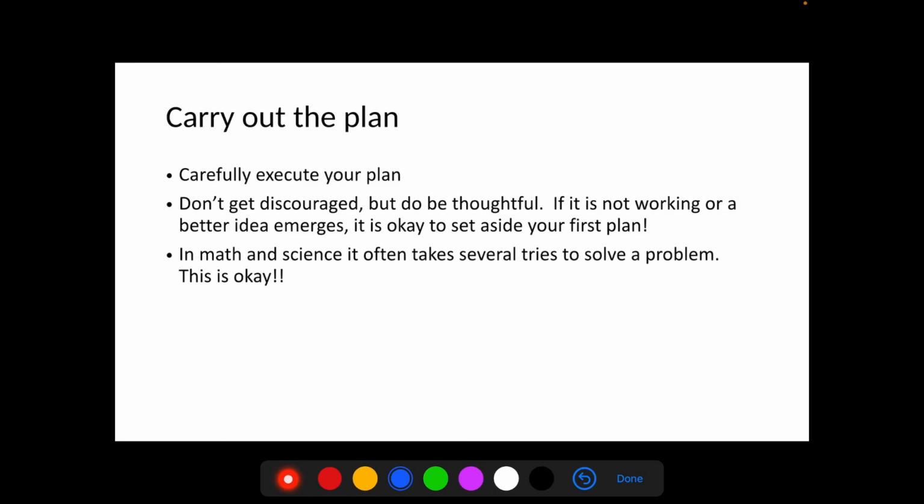Don't get discouraged when you're doing this. In math and science, we go through so many failed attempts, and that's okay. That's also teaching us what not to do and helping us understand mathematics and problems better in general. So don't get discouraged, but also be thoughtful as you do this. If you're going down a path that you realize isn't going to work, it's okay to set aside your plan, try something else, and move forward from there.